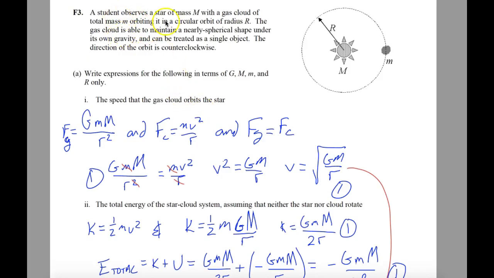Hey, this is Horner, and this is Gravity and Coulomb's Law, question F3. We have a student looking at a star, so here's the star, which has a mass of capital M, and there's a gas cloud on the outside of mass M, and it is orbiting the star. So it has a nearly spherical shape, and it can be treated as a single object.